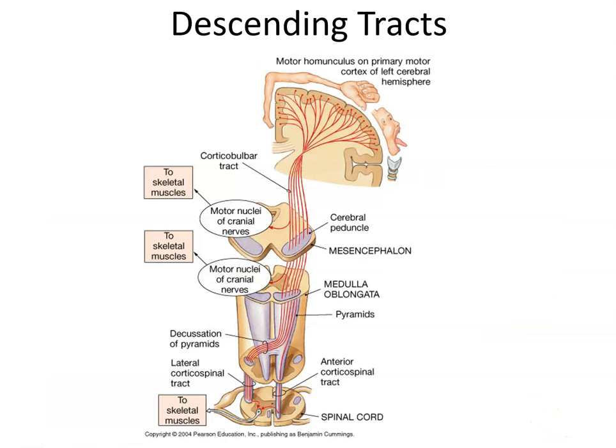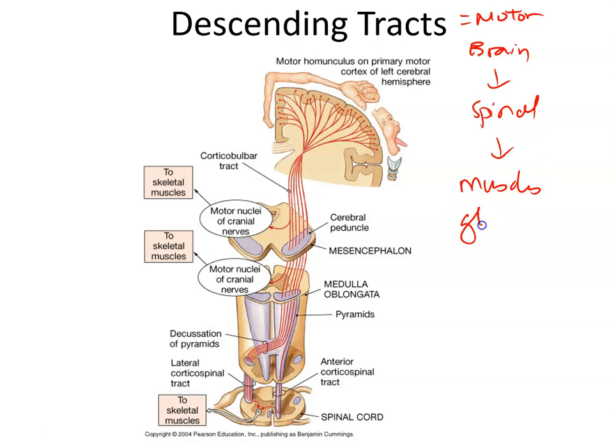Descending tracts carry information down. They are always motor in nature. That means they carry information from brain down to the spinal cord. And of course, that may travel out to muscles, so muscles can contract or glands can secrete.